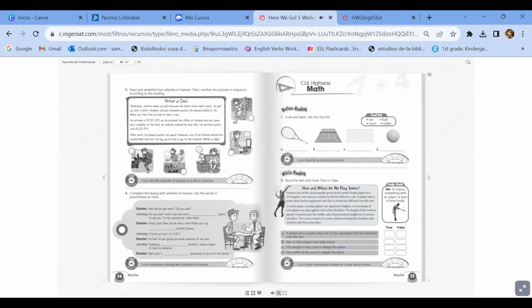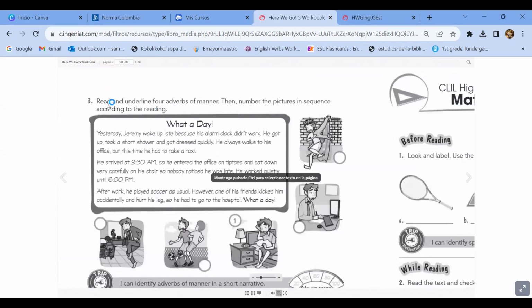Go into your workbook on page number 34. We are going to read exercise number 3 and underline 4 adverbs of manner. What is underline? Can you remember underline? Underline is this. In Spanish, es subrayar. Okay? You're going to find 4 adverbs of manner. And then when you find the adverbs of manner, now you're going to number them. What is number? Picture number 1, picture number 2, number 3, and number 4.